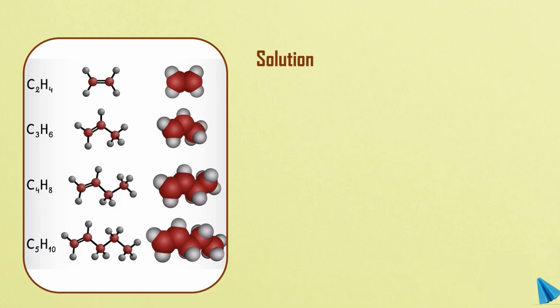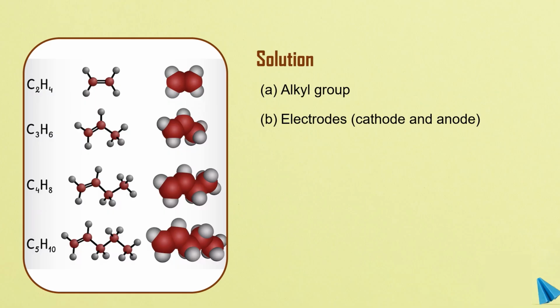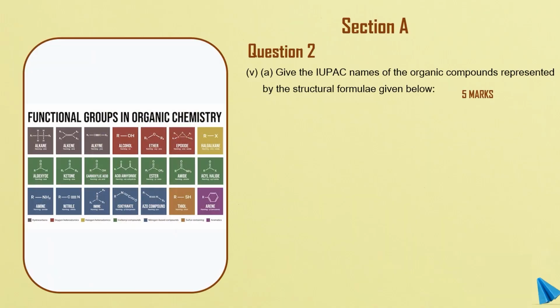The solution to the first question is alkyl group. For B, it is electrodes, that is cathode and anode. C, it is mole. The answer to the fourth question is electronegativity. Empirical formula.